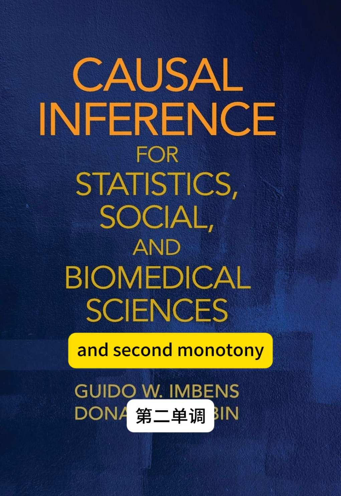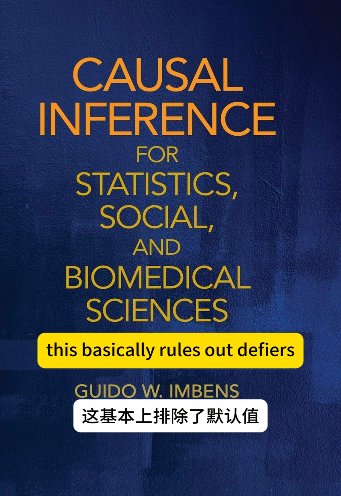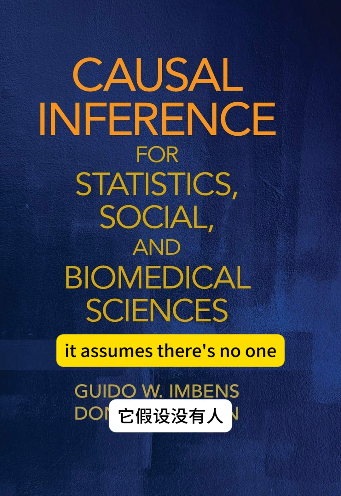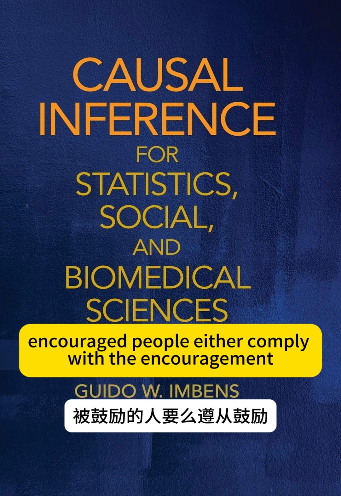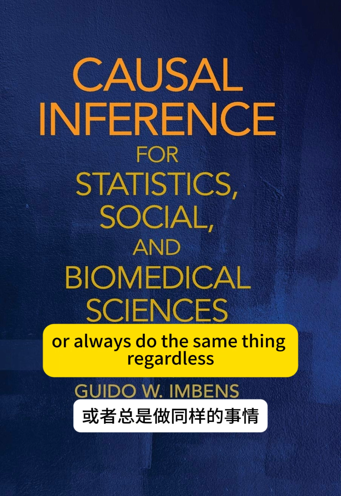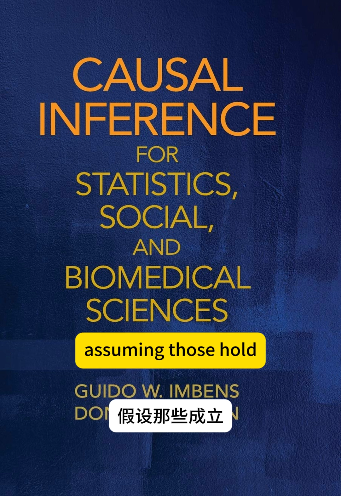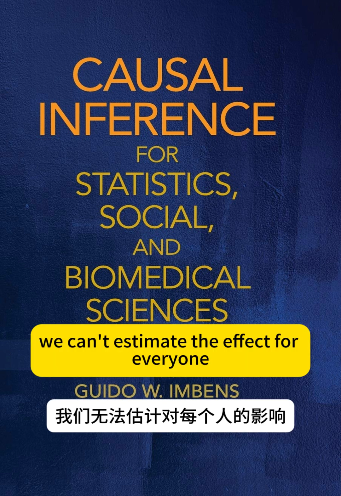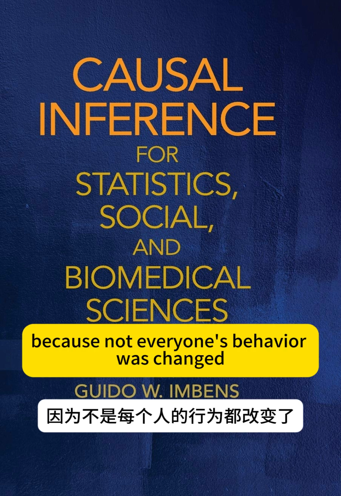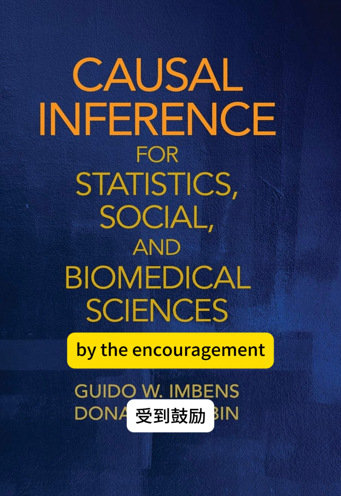Right. And second, monotonicity. This basically rules out defiers. It assumes there's no one who would only get the shot if they weren't encouraged and only skip it if they were encouraged. People either comply with the encouragement or always do the same thing regardless. Assuming those hold, what effect can we actually estimate? We can't estimate the effect for everyone because not everyone's behavior was changed by the encouragement.